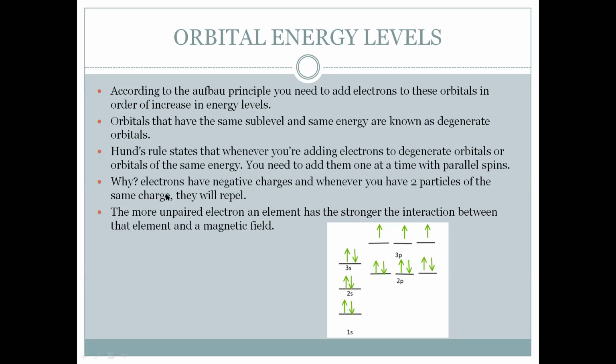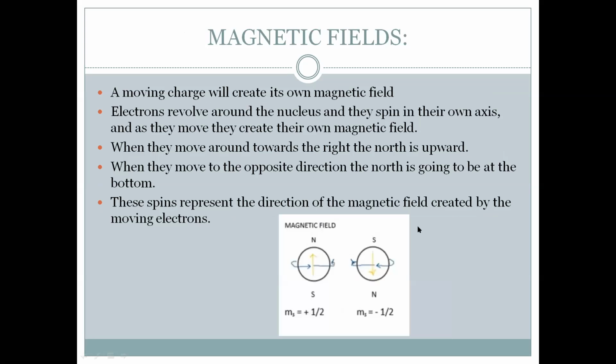Okay, and the more unpaired electrons an element has, the stronger the interaction between that element and the magnetic field. So, yan tinutukoy na unpaired electrons is these. Okay, so wala siyang kapartner. So, parang nag-iisa lang siya sa orbital niya. Those are unpaired electrons. Okay, so let's talk more about the magnetic fields.